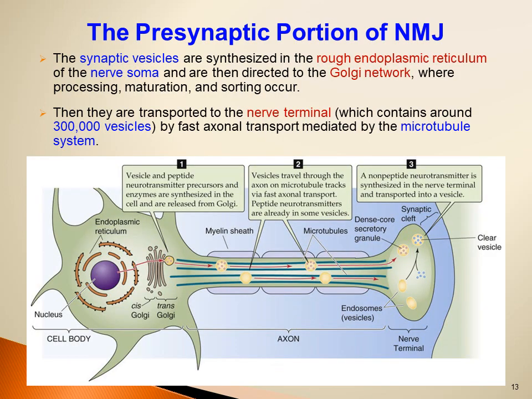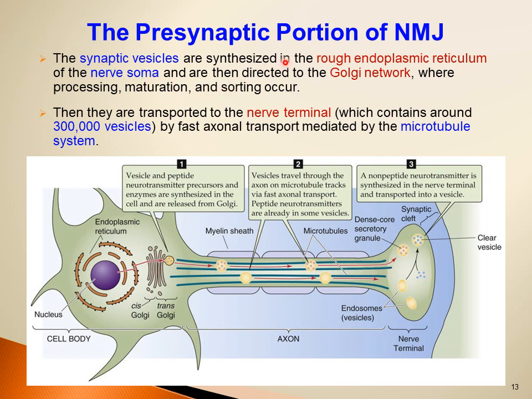Now let's talk about the presynaptic portion of the neuromuscular junction. Then we'll talk about the synaptic cleft, and then later on about the postsynaptic portion of the neuromuscular junction. The synaptic vesicles are synthesized in the rough endoplasmic reticulum of the nerve soma. So they are produced here in the rough endoplasmic reticulum in the nerve cell body. Then they are directed to the Golgi complex, where they undergo processing, maturation, and sorting, and then they will be transported to the axon terminal by the microtubule system.